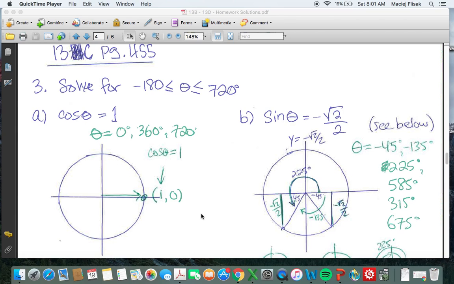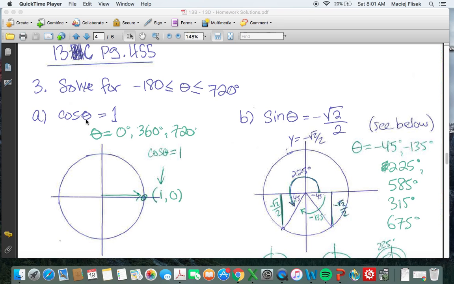This is a video on 13C, number 3 and 4. Let's look at number 3 first. It says solve for this domain, negative 180 to 720. So the angles that we're going to give in this question have to be between negative 180 and 720, not beyond in either direction. So here's our first question.